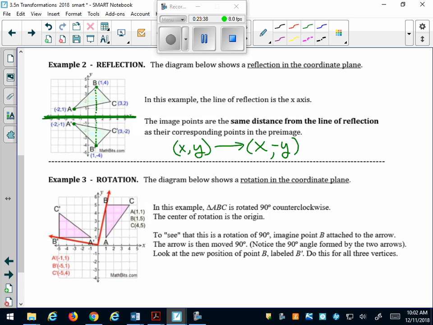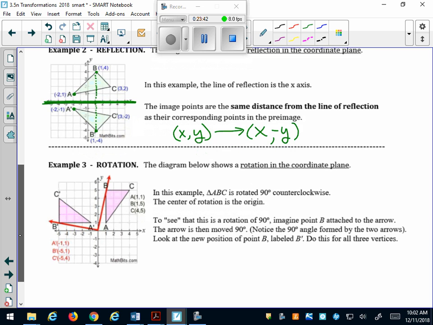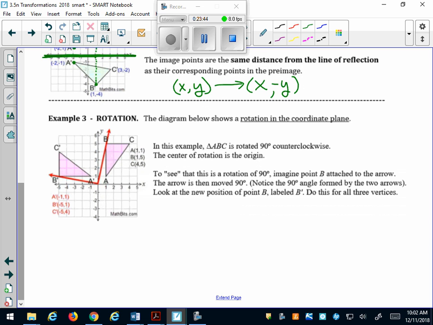Notice that if it was negative, if you do the opposite, it's going to become positive, right? Now, this is a specific rule when it's reflected across the x-axis. That's not going to be true for every type of reflection, but it's always true for reflecting over the x-axis.